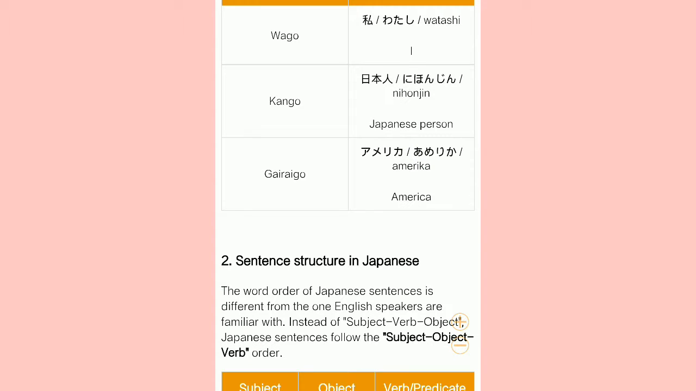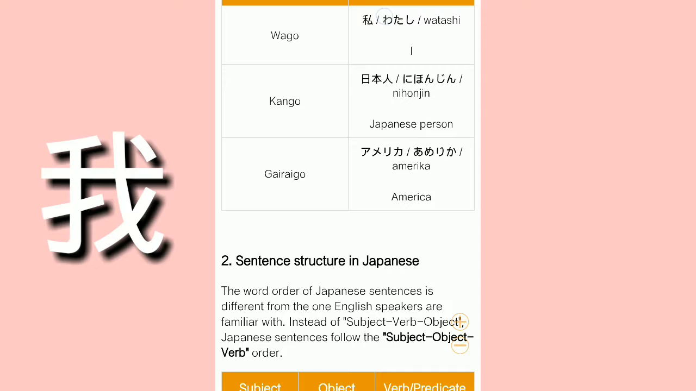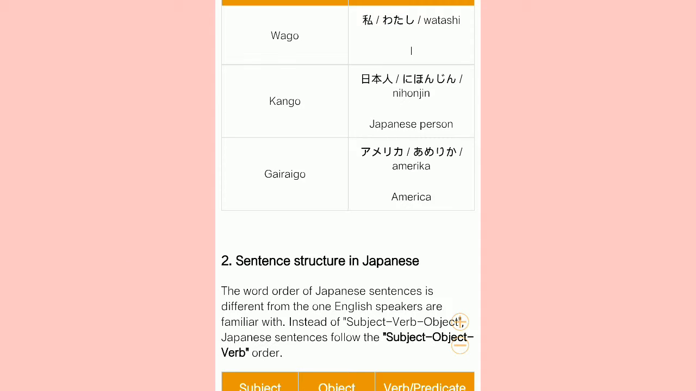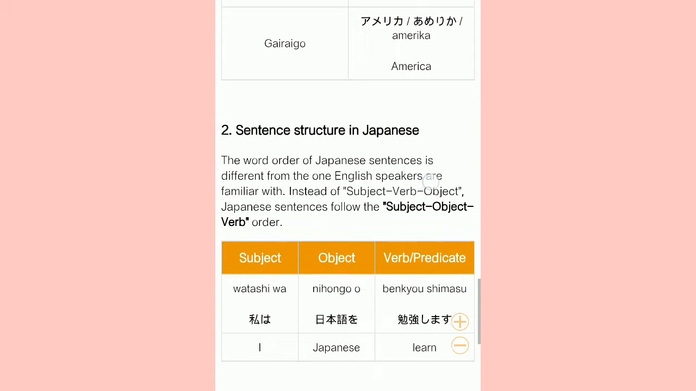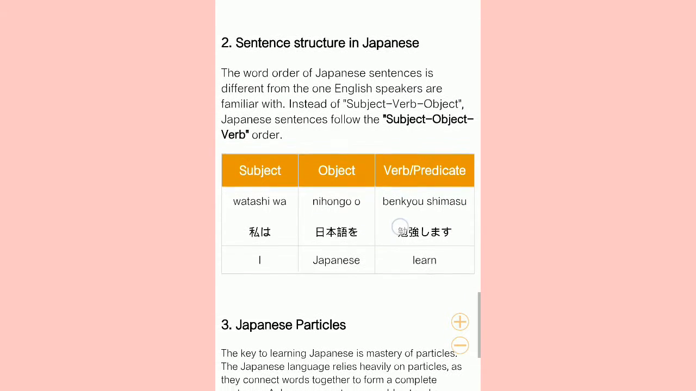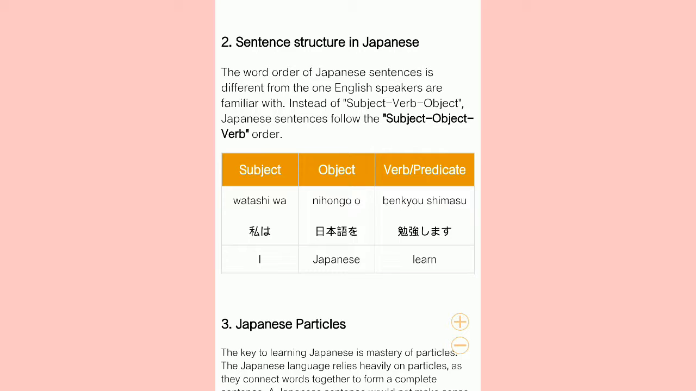Okay, in Chinese, I is wo, but not like this one. Watashi is only in Japanese, I think. I've never seen it in Chinese as far as I know. Maybe it has this kind of word, but it doesn't mean I, it's another word. I don't know.